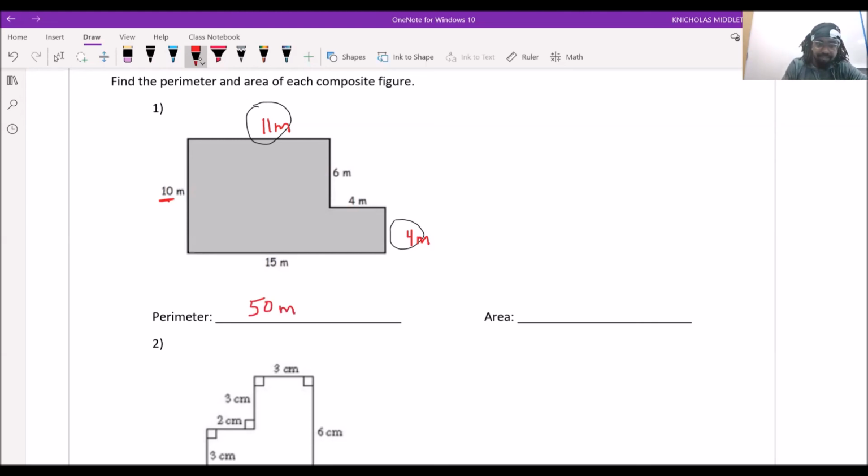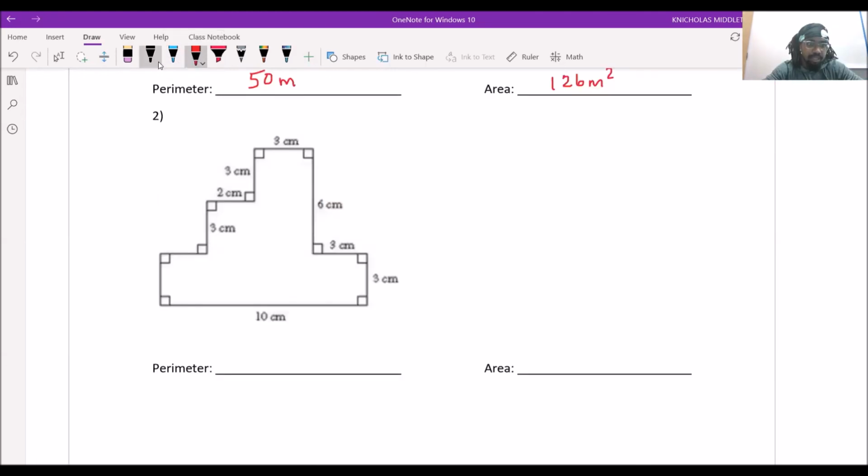My area, I'm going to break it down into some manageable shapes. So I have this little square here, 4 times 4, 16. And then I have this thing, which is going to be 10 times 11, 110. So add those together, I have 126 meters squared.